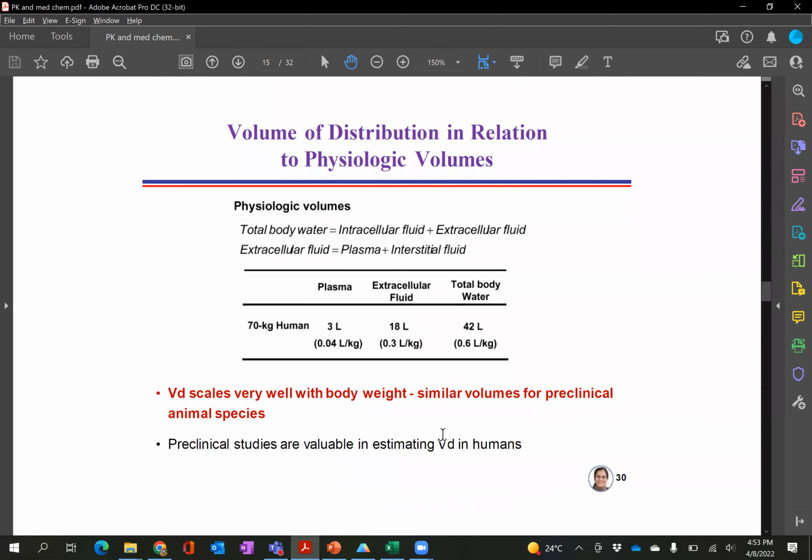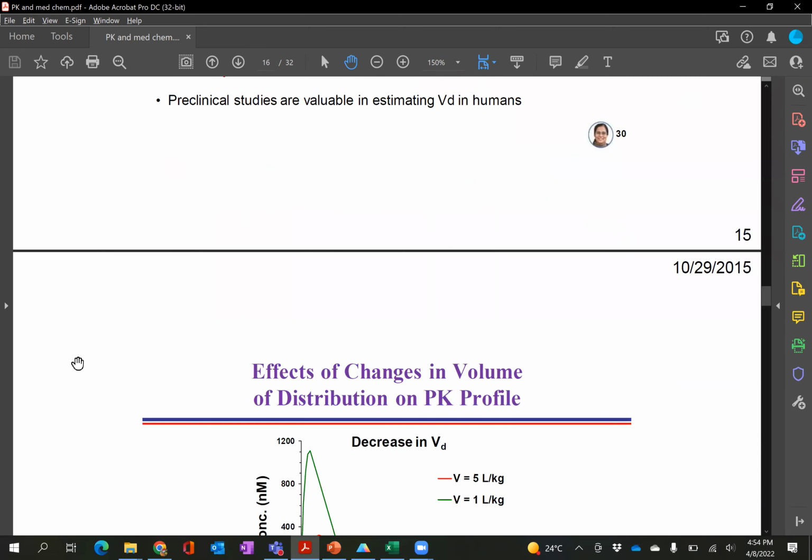We can skip that. It's that volume distribution scales very well with body weight. So similar volumes for preclinical animal species. That's understandable, right? Compared with mouse, we just have different weight, but probably the composition is the same. You have tissues, we have blood, right?